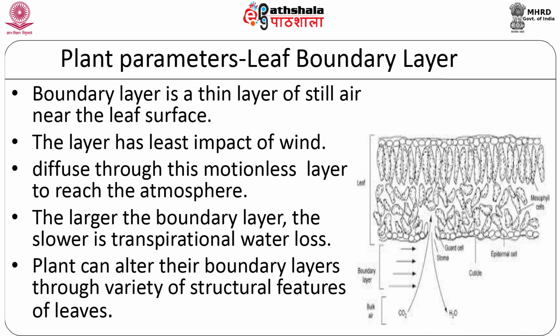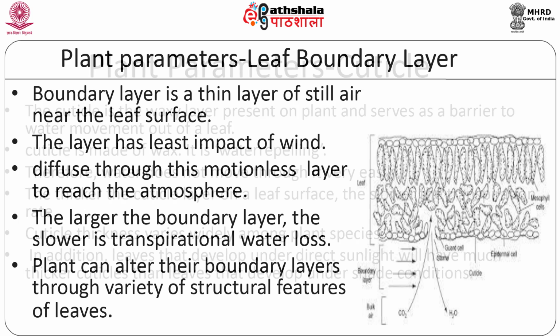The leaf boundary layer is a specialized area just outside the leaf surface which plays a significant role in transpiration. The boundary layer is a thin layer of still air near the leaf surface. The layer is least impacted by wind speed. During transpiration, water vapor leaving the stomata must diffuse through this motionless layer to reach the atmosphere. The larger the boundary layer, the slower the transpirational water loss. Plants can alter their boundary layers around the leaves through a variety of structural features which are present on the outside surface of the leaves.